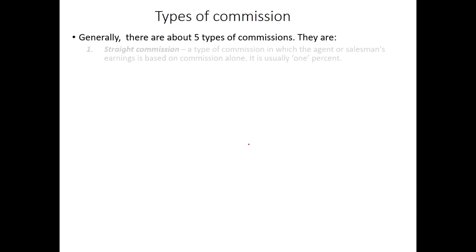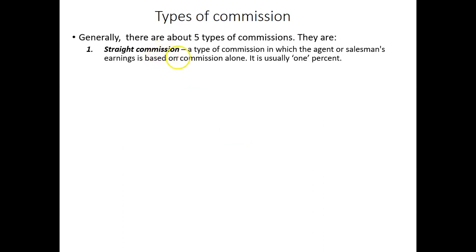So let's proceed. Let's look at types of commission. It's important you know the types of commission that we have. So generally there are about 5 types of commissions. So we are going to take them one after the other. So the first one says straight commission. In fact, the name of this suggests how it will look. This is a type of commission in which the agent or salesman is paid based on commission alone, and it is usually 1%.